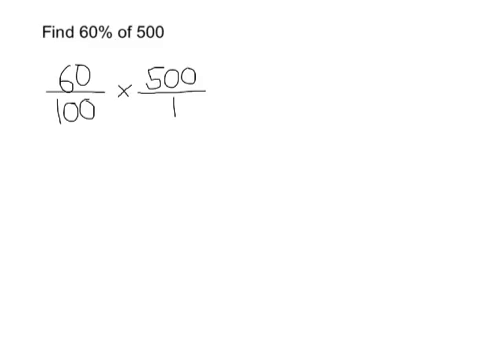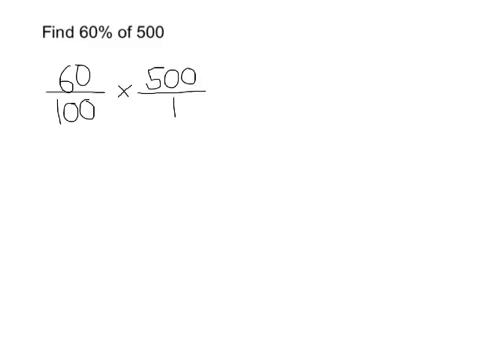Alright, next question is finding a percentage of an amount, in this case 60% of 500. So the first thing we do is we put this into a mathematical form that we can actually work with. 60% is the same thing as 60 over 100. Of means times, and 500 we like to keep it as a fraction, so that's the same thing as 500 over 1.